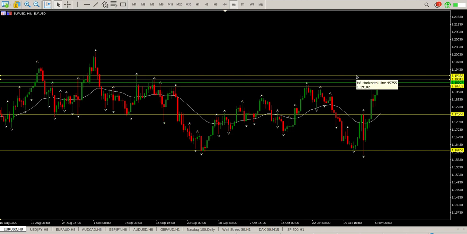So I wouldn't be too surprised to see this move back to the downside. If we clear this overhead resistance here and flip it into support, then that would be an opportunity for us to buy into this. So just get down to the hour.